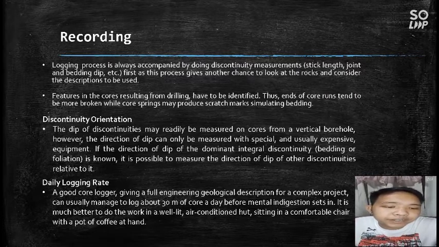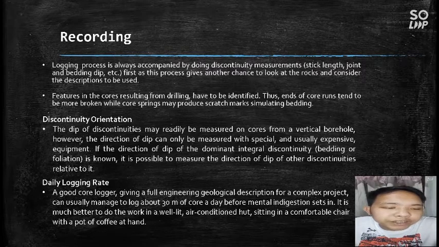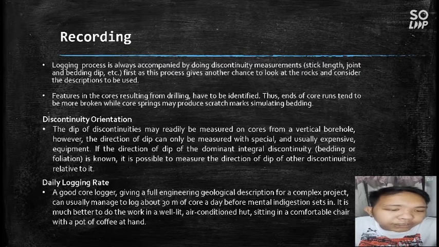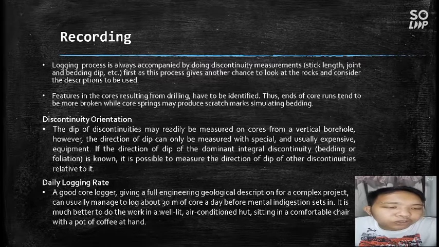Next is the discontinuity orientation. The dip of discontinuities may readily be measured on cores from a vertical borehole. However, the direction of dip can only be measured with special and usually expensive equipment. If the direction of dip of the dominant integral discontinuity is known, it is possible to measure the direction of dip of other discontinuities relative to it.